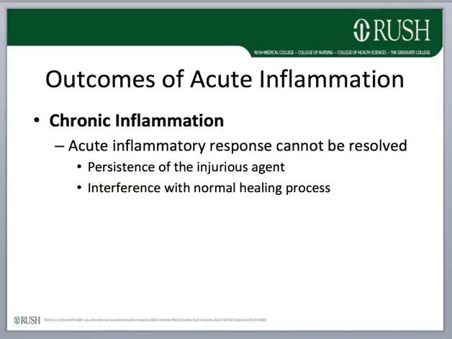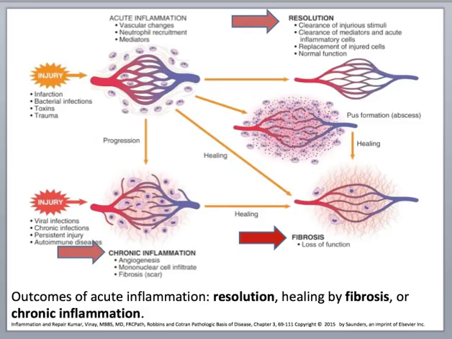The final outcome is chronic inflammation. Acute to chronic transition occurs when the acute inflammatory response cannot be resolved as a result of either the persistence of the injurious agent or some interference with the normal process of healing. This image for you to study is just a graphic illustration of what I just talked about, the outcomes of acute inflammation: resolution, healing by fibrosis, or chronic inflammation.